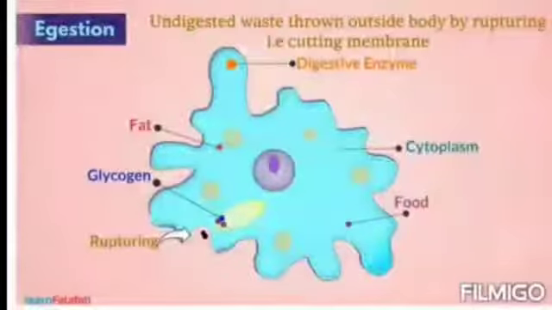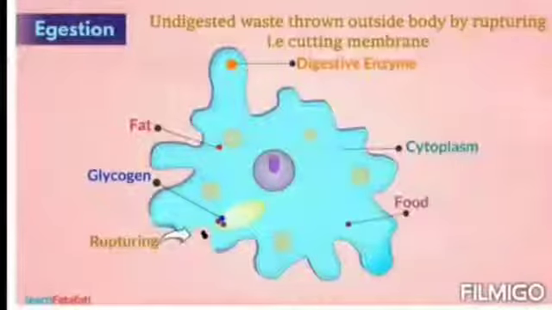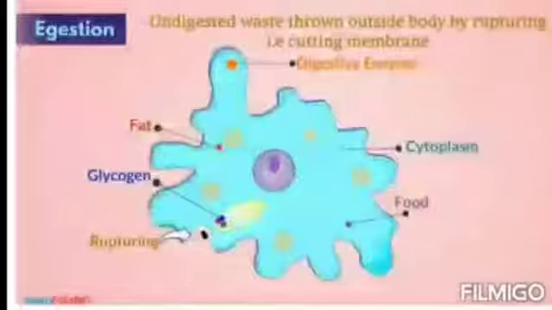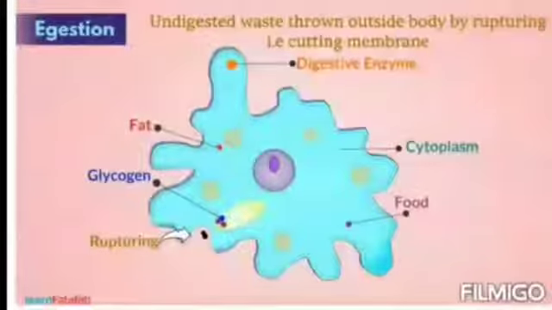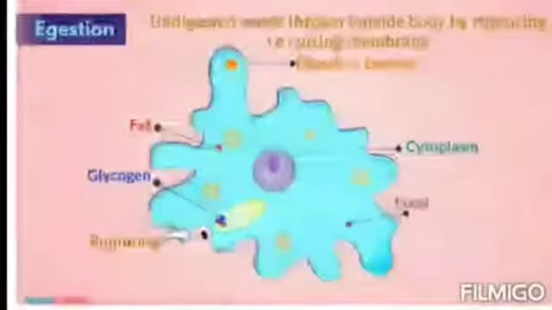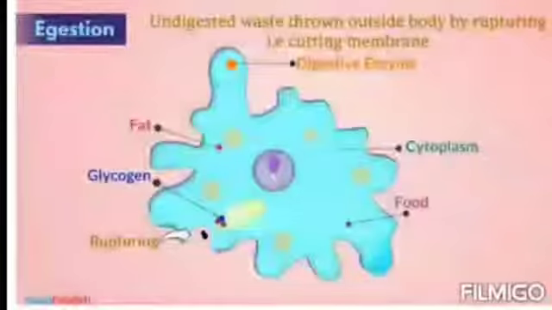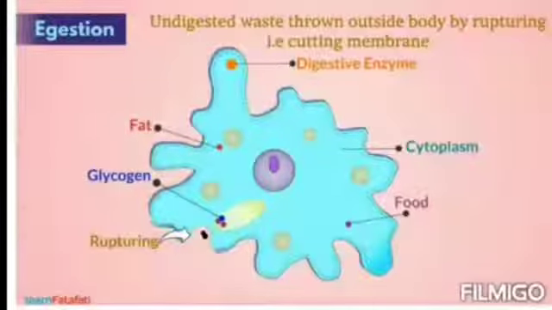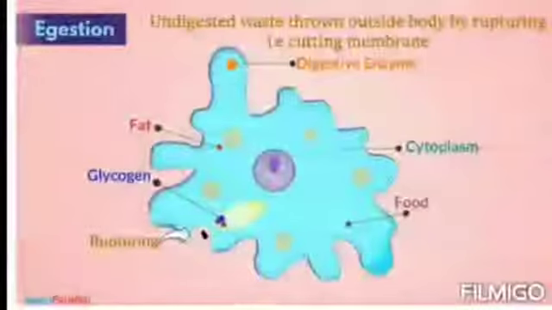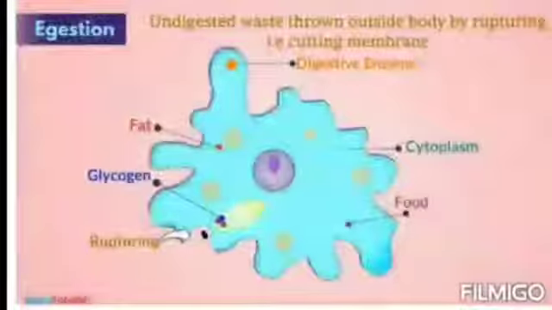The undigested residue of the food is expelled outside by the vacuole. When a sufficient amount of undigested food collects inside the amoeba, the cell membrane suddenly ruptures at any place and the undigested food is thrown out of the body of the amoeba. The basic process of digestion of food and release of energy is the same in all animals.